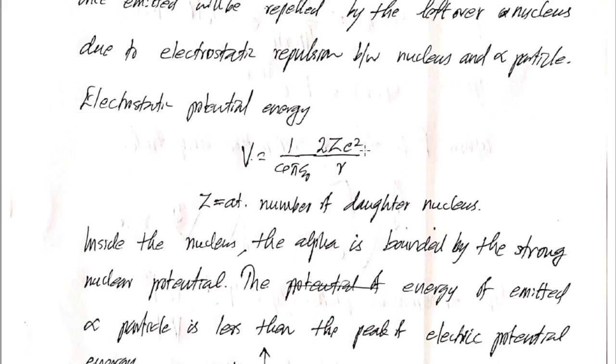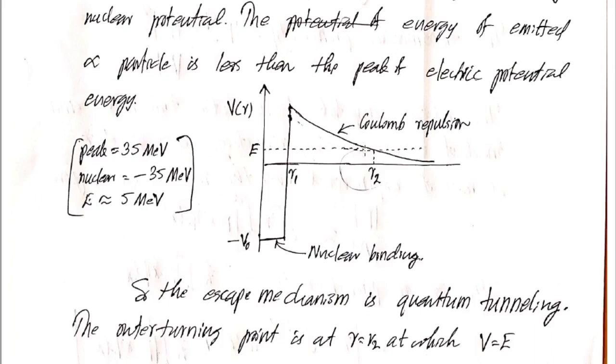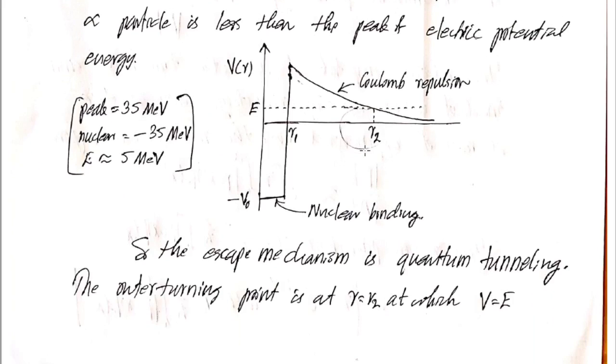In some textbooks, if Z is taken as the atomic number of parent nucleus, then the formula will be 2 into Z minus 2 E square by R. Here in this textbook, we have taken Z as the atomic number of daughter nucleus. And inside the nucleus, alpha particle is bounded by the strong nuclear force. So the energy of the alpha particle emitted is less than the peak of the electric potential energy.